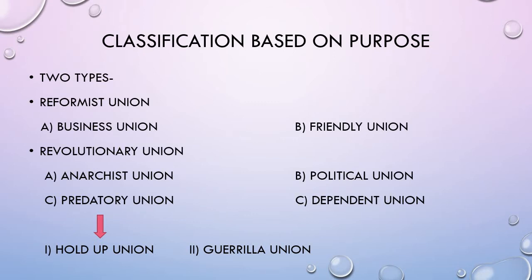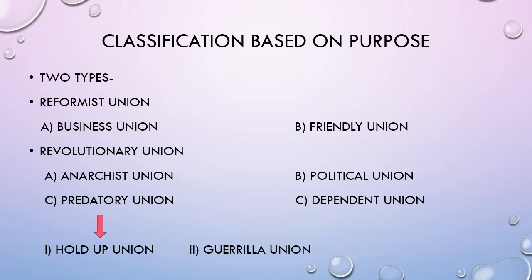The second type under the classification based on purpose is the revolutionary union. The union aims at destroying the present structure completely and replacing it with a new, different order which they consider is better. They try to replace capitalistic industry with a socialistic or communist type of industrial setup. Industrial Workers of the World is an example of a revolutionary union.